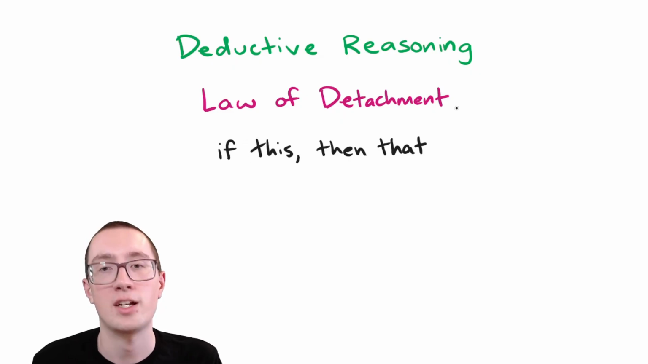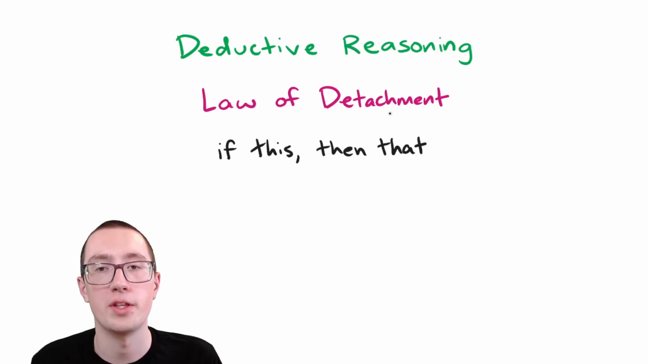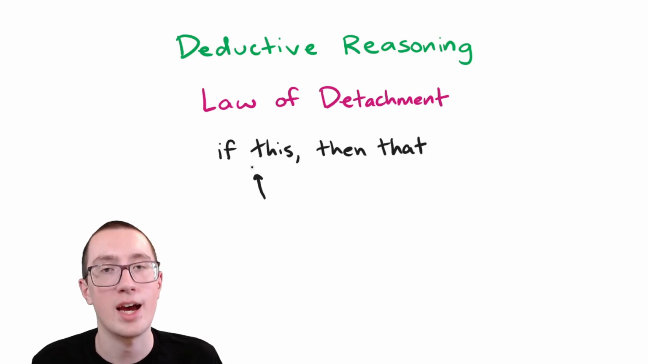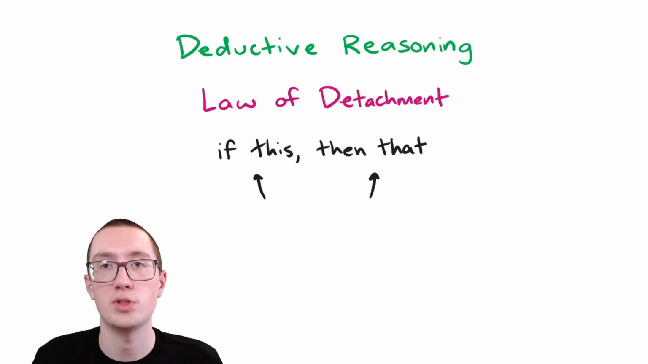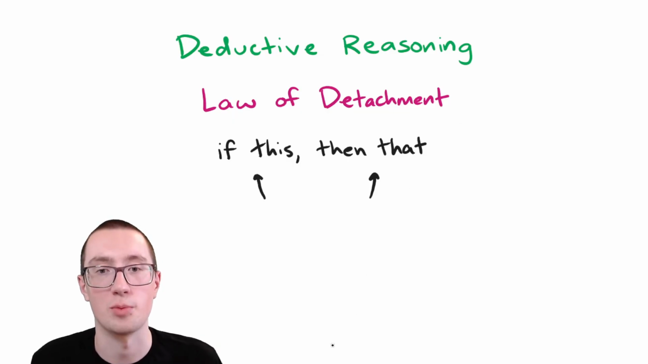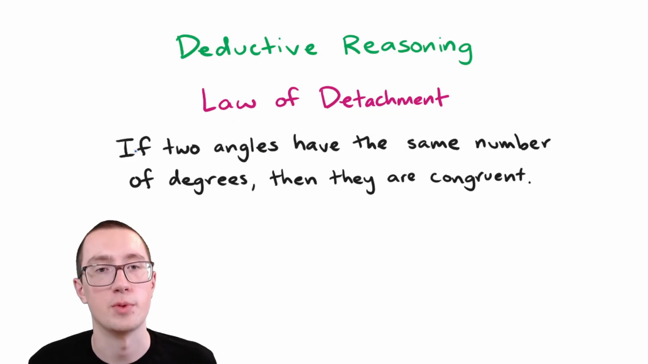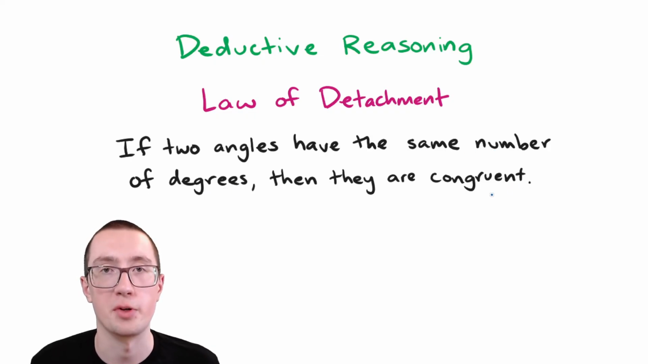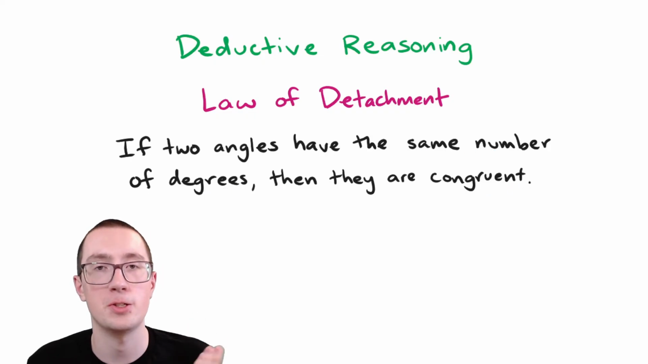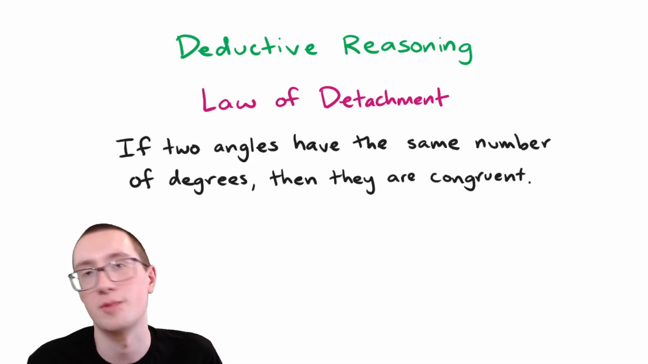What the law of detachment says is that if you know that this statement is true, and you give an example of this happening, then this is also true. I know that sounds kind of confusing, but it will make more sense if I show you an example. So here's an example of an if-then statement. We have: if two angles have the same number of degrees, then they are congruent. That is a definition in math that we know is true. That is what congruent means. It means they have the same number of degrees.